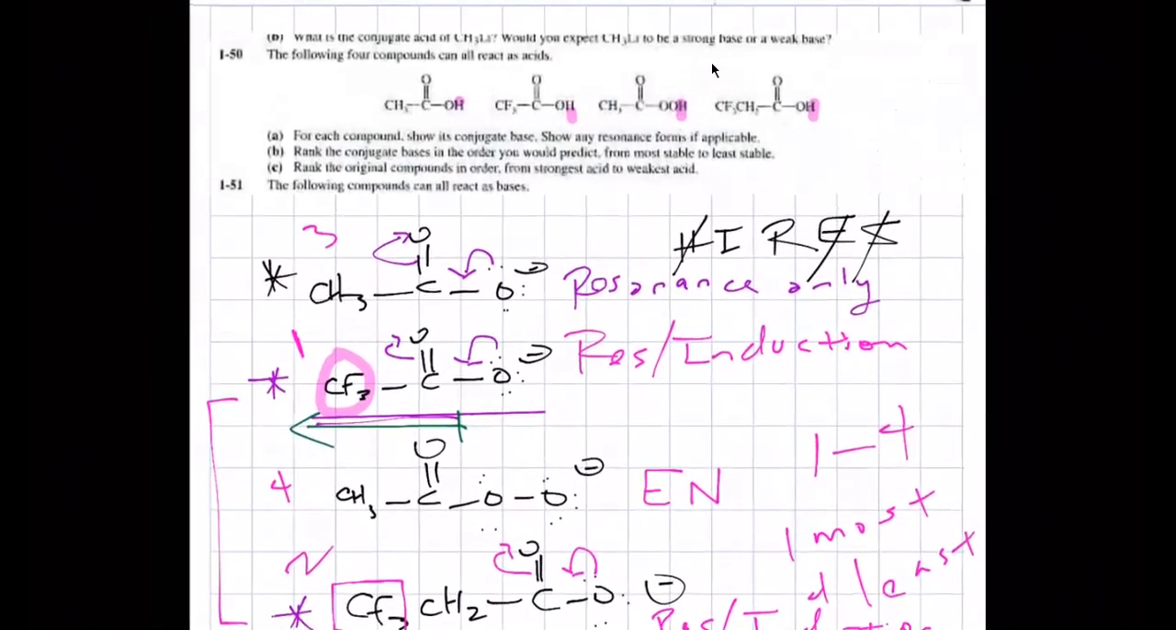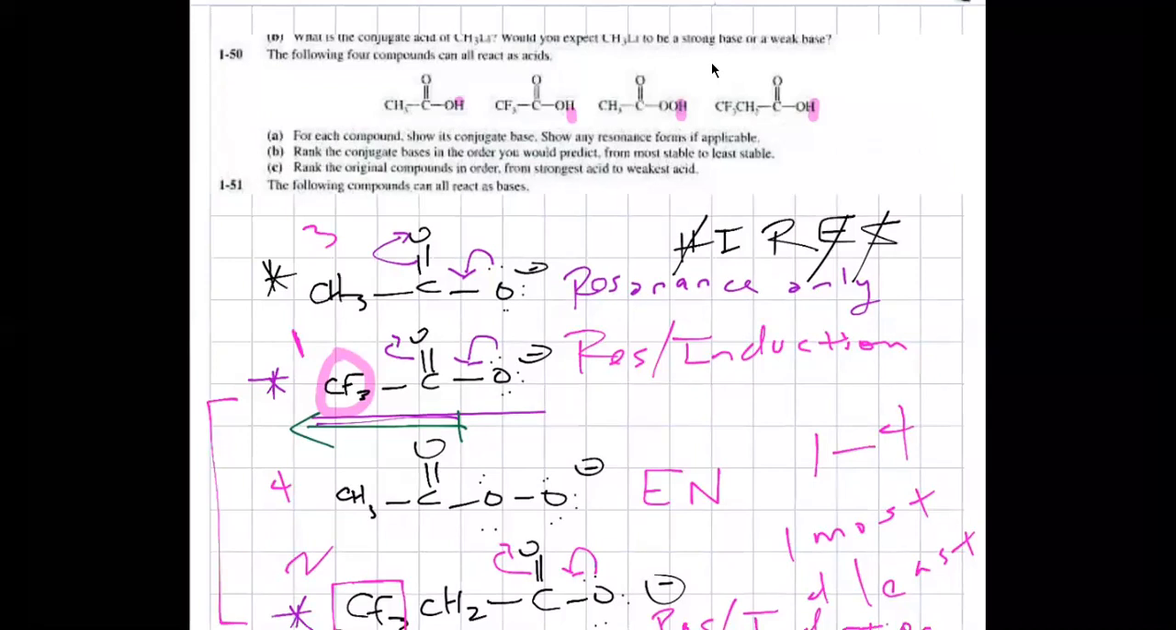Yeah, we've done both, because B and C ask you to rank them. Rank the acids and then rank the conjugate bases. So the conjugate base rank and the acid rank are going to be the same, right? Because the best conjugate base is going to correspond with the strongest acid. Now let's prove it.